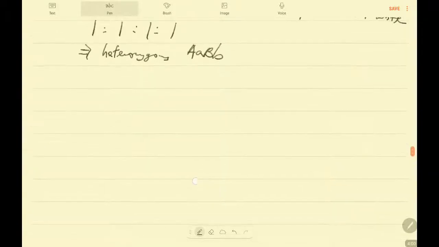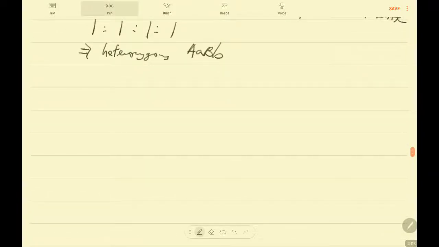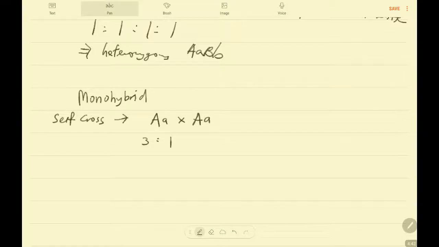Okay, so now I'm going to make a conclusion comparing the monohybrid and the dihybrid cross. First, we learned about monohybrid, which has only one characteristic. For the self-cross, big A, small a is crossed with big A, small a. You get the result of 3:1 for your phenotype ratio.